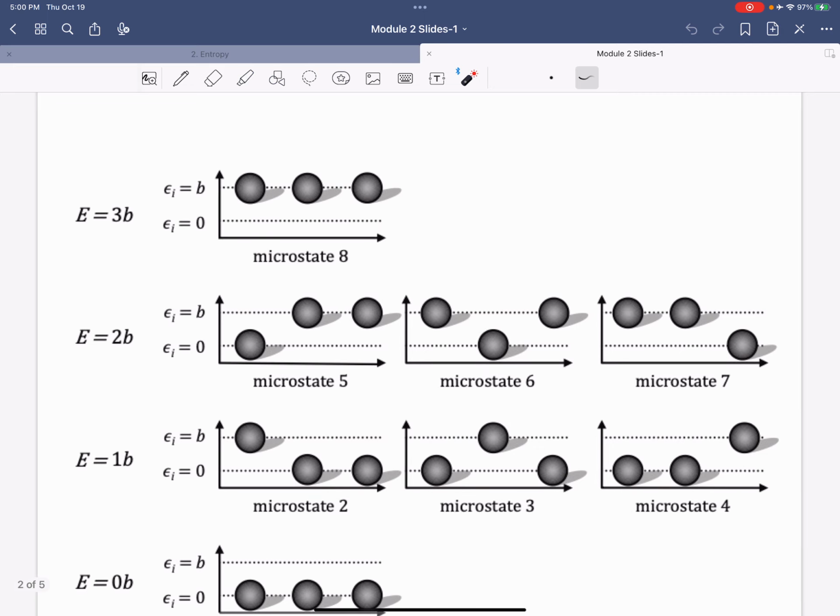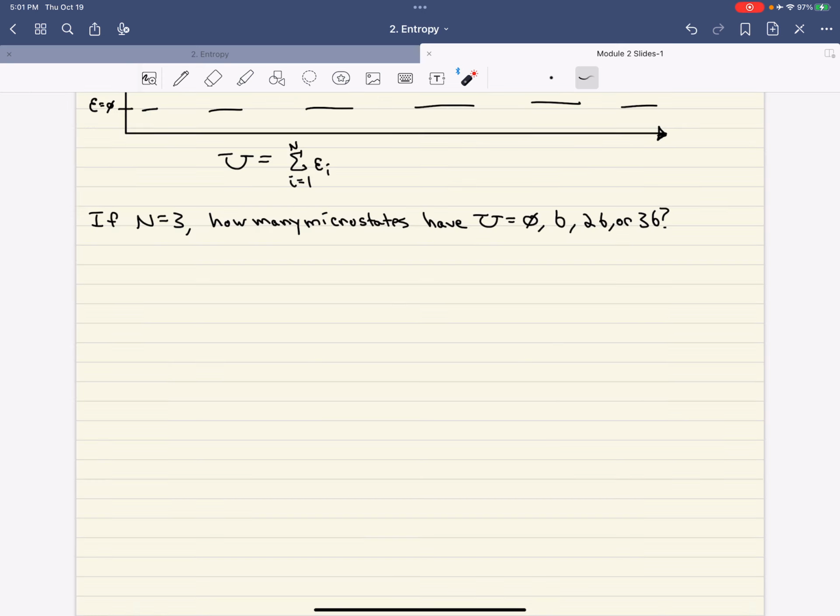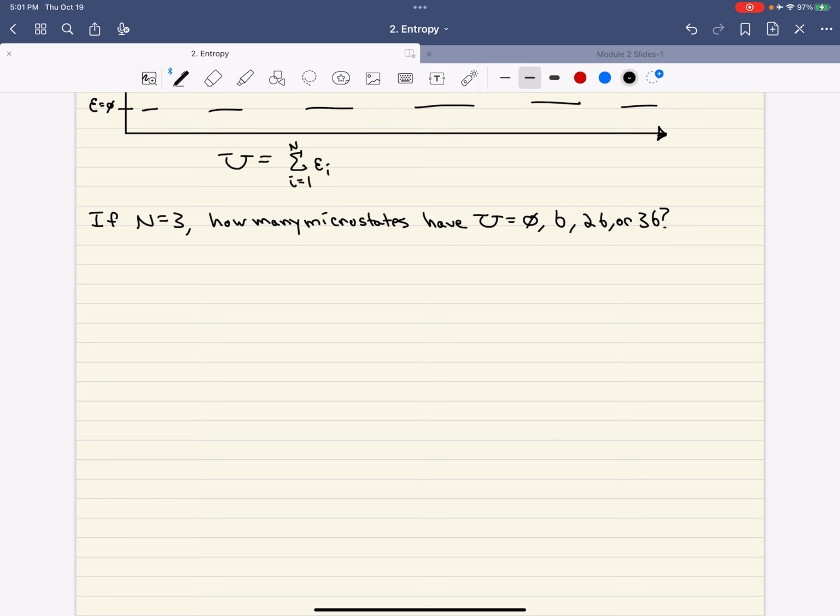In order to get 2B, we could either have two molecules next to each other excited, or each of the molecules on the end excited. And to reach 3B, all of the molecules here need to be excited. So this is how we could count it. But in order to generalize our calculation, if we were dealing with a system of 10,000 molecules, we want some way to calculate it more easily.